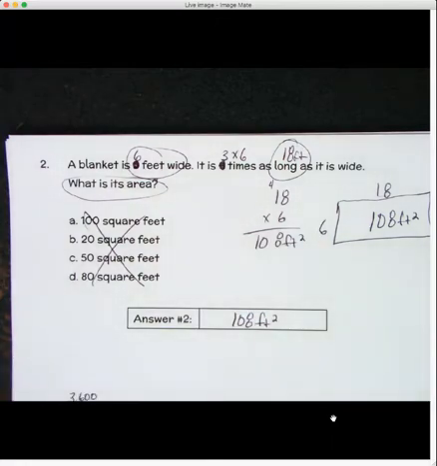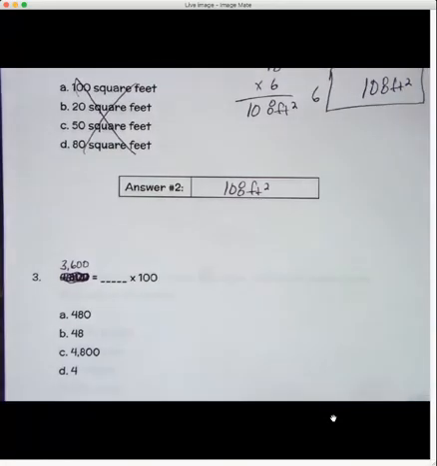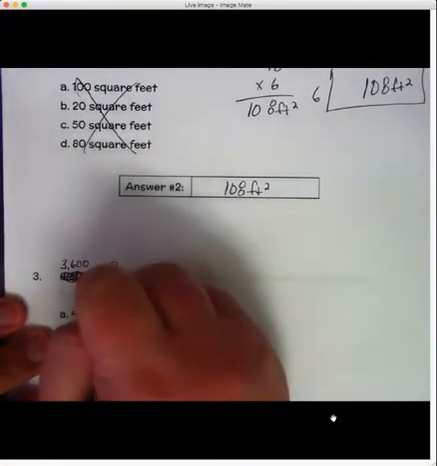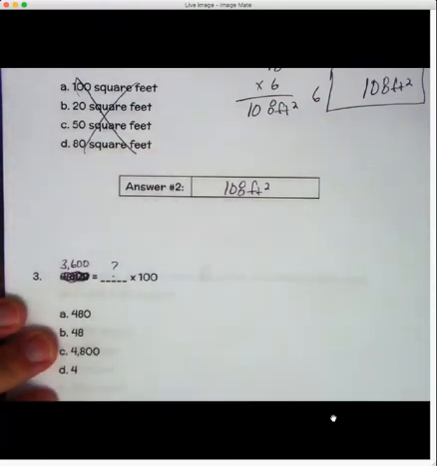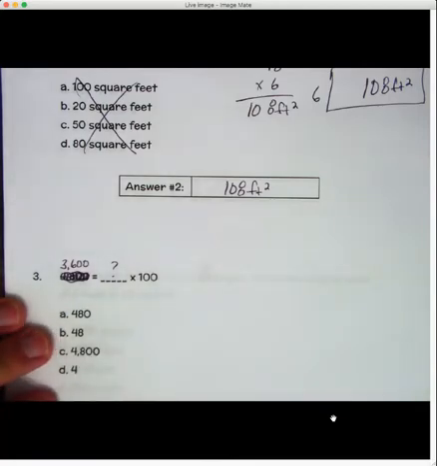All right, let's move on to the next one. Now, I want you to look very closely at number 3. It's saying 3,600 is what times 100? Or you can think about it this way. What times 100 would get me 3,600?